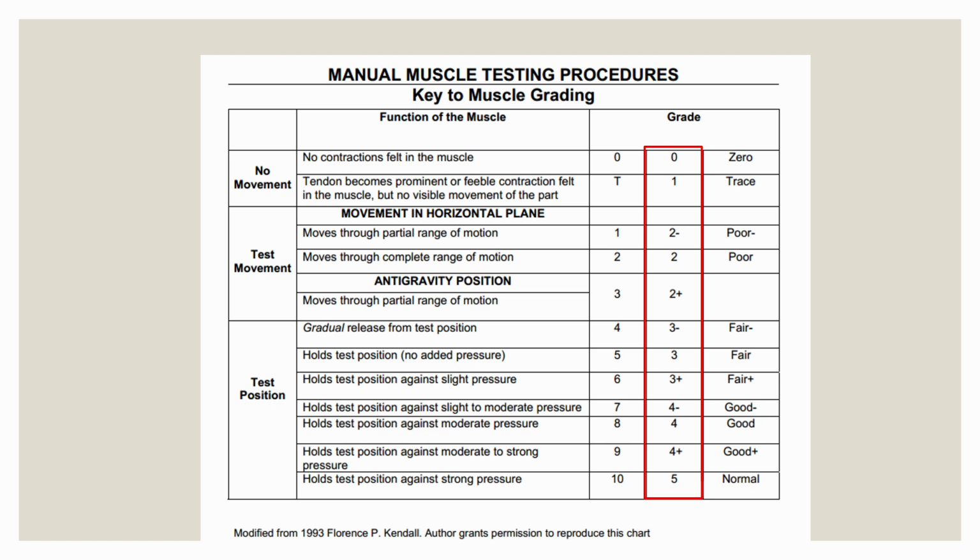This is an example of a manual muscle testing grading scale. The most common grading scale is the one in the middle, the 0 to 5 scale, with pluses and minuses. And you can see there a 3 holds the testing position with no added pressure, and holding it against strong pressure is a 5. If we're going below a 3, moving through the partial range of motion is a 2+. A 2 is moving through a partial range of motion in an anti-gravity position. And then a 1 is that there is a contraction, and a 0 is no contraction is felt.